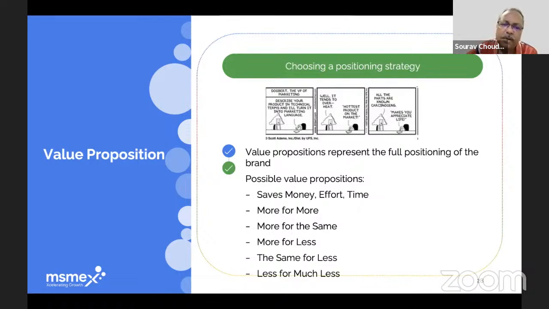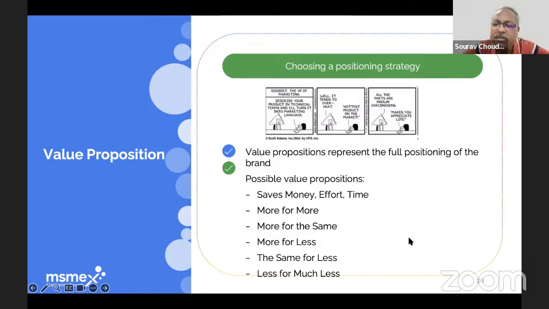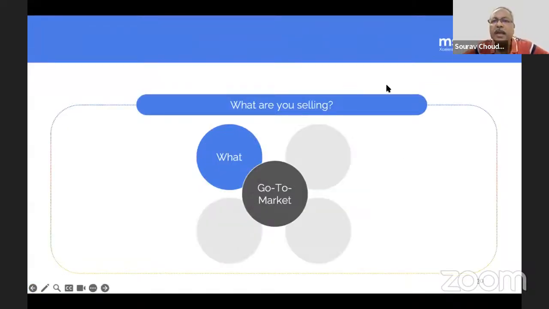Whenever we all buy products, whenever our customers buy products, they will always look at this. Either saves money, effort, and time. The product saves money, effort, and time. More for the same, more for less, same for less, and less for less. Okay. Any questions here? Have you understood till now? Yes, sir. Yes? Okay. And this is the reason I was telling you, I will explain positioning in a different way. Okay. So let me go back to the next.